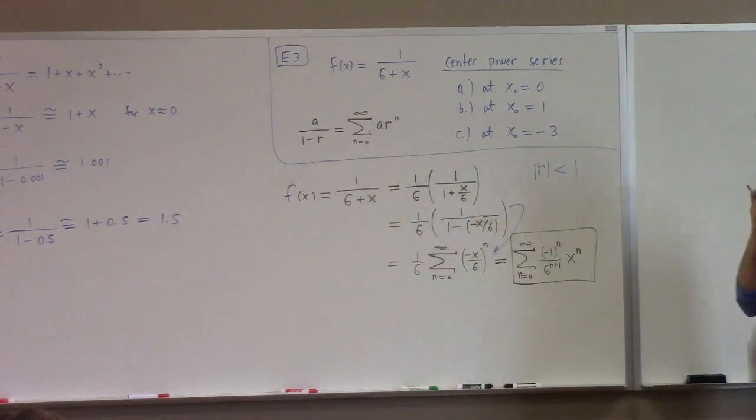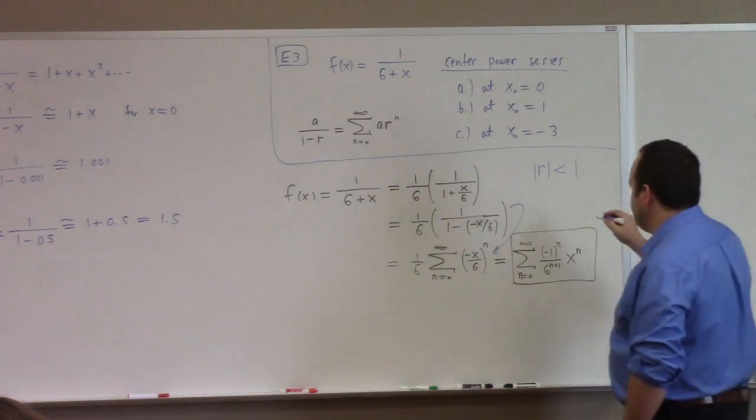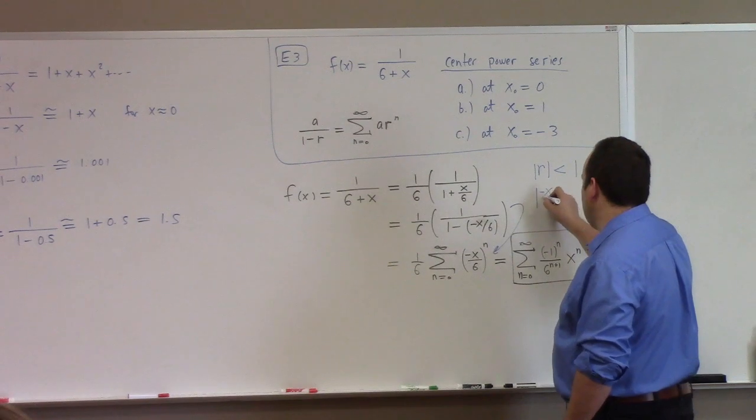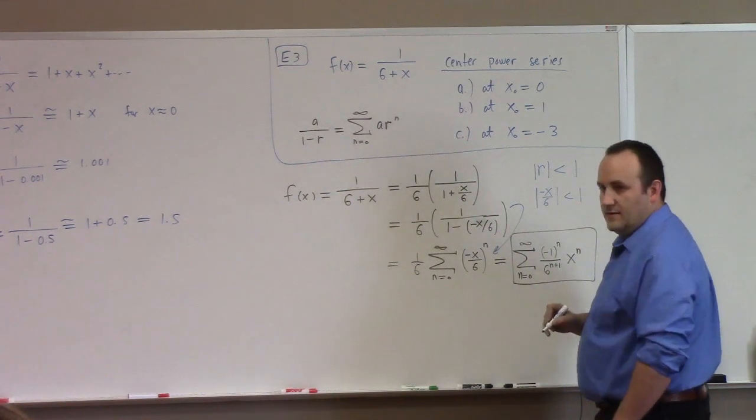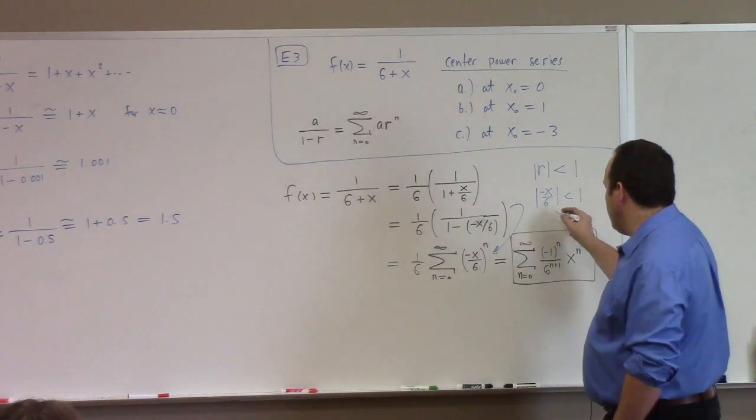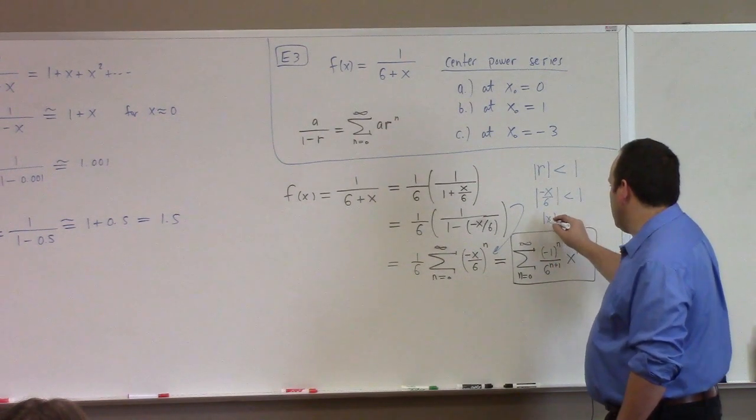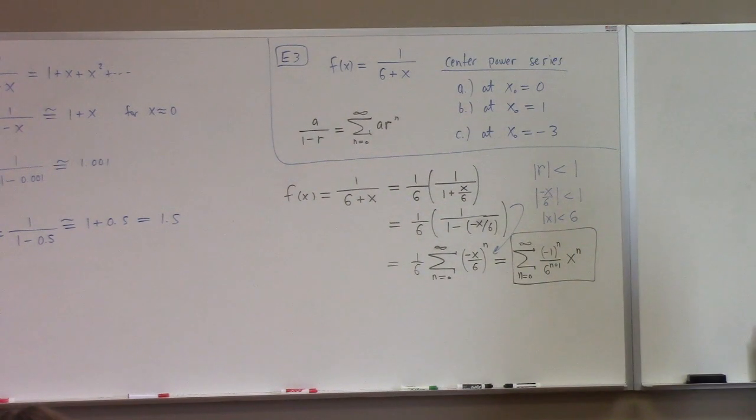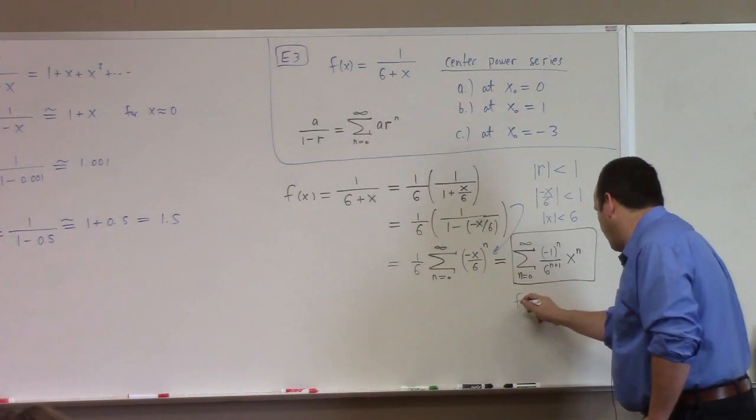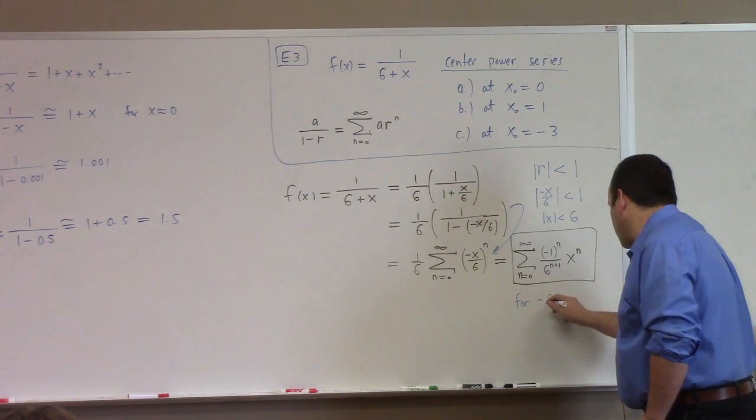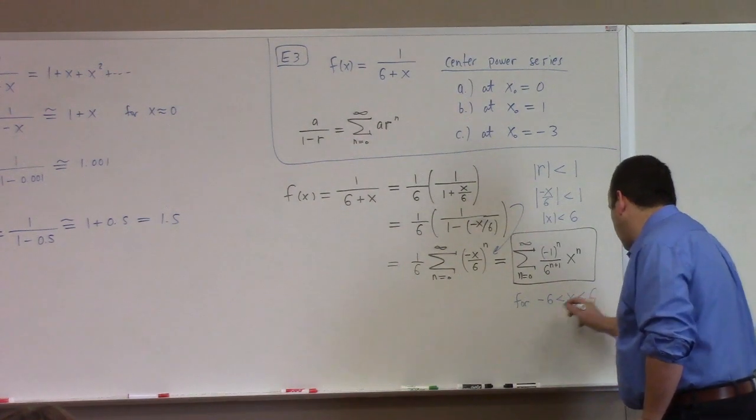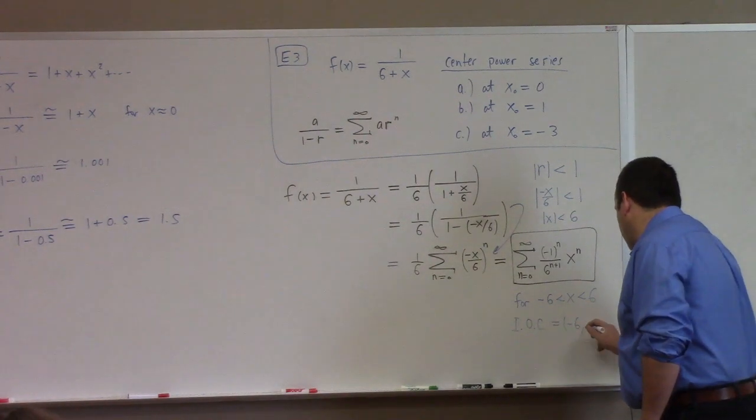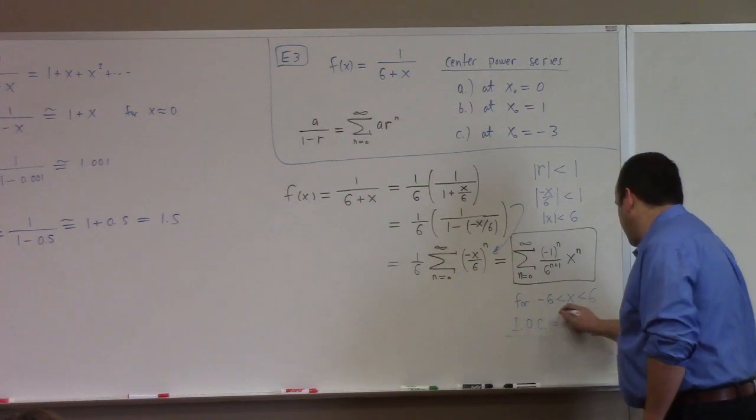I need that the radius is less than 1. What does that mean here, though? That's my r, right? So I need minus x over 6 less than 1. But by properties of inequality, by properties of absolute value, that just gives me |x| is less than 6, right? So this is going to be good for basically minus 6 less than x less than 6. In other words, the interval of convergence is minus 6 to 6, neither of those being included. Okay?